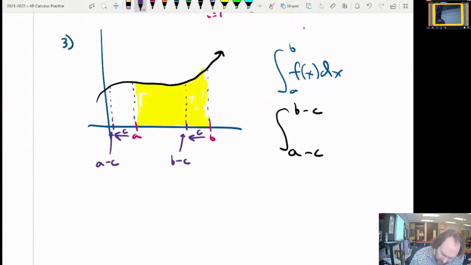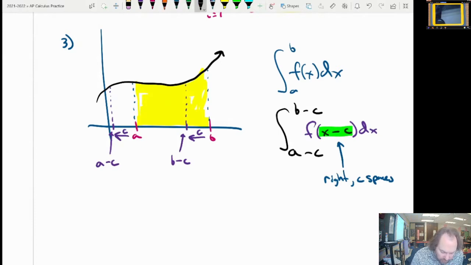The problem with f of x minus c is that if you remember how translations work, this moves to the right c spaces. So this is now taking the function and moving the function to the right c spaces. I'm not going to try to draw it, but you've got to imagine you're going to move the goalpost this way and the function that way. You're going to end up with an entirely different amount underneath the curve from a minus c to b minus c.